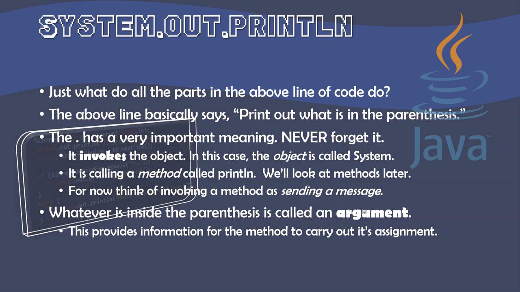Now, one little thing to note is whatever we put inside of the parentheses. We already said, print whatever's inside the parentheses. Well, technically, the terminology that we will use for that is called an argument. So whenever we put something into parentheses, whether it's in quotations or not, because we'll see examples later on where we don't put things in quotations, whatever we put inside there is an argument. This provides the information for the method to carry out its assignment.